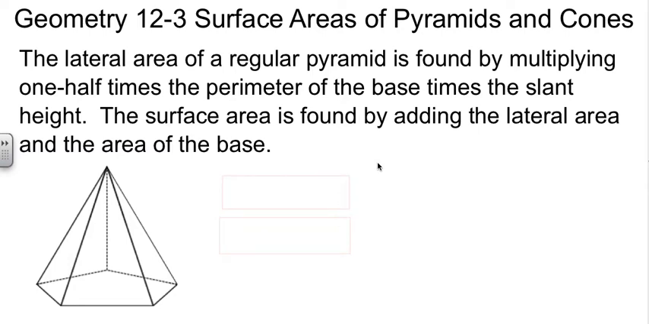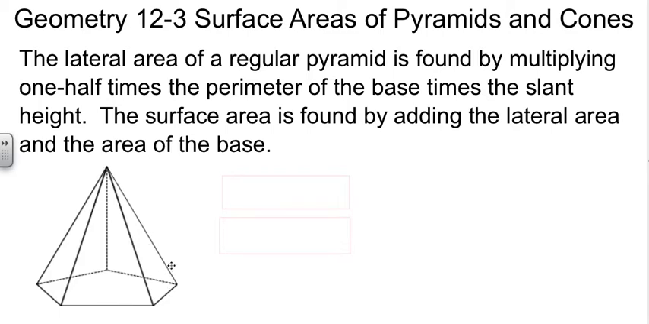This is Geometry, Chapter 12, Section 3, in which we will study surface areas for pyramids and cones. Last time we did prisms, and all of our faces going around the prism were rectangles, so we just took the perimeter times the height. When you're dealing with a pyramid, you don't have rectangles on the side, you have triangles. So to get those areas and add them up, we need half the perimeter times the slant height. Remember we talked about before, the slant height is the height of the side, the diagonal, if you will.